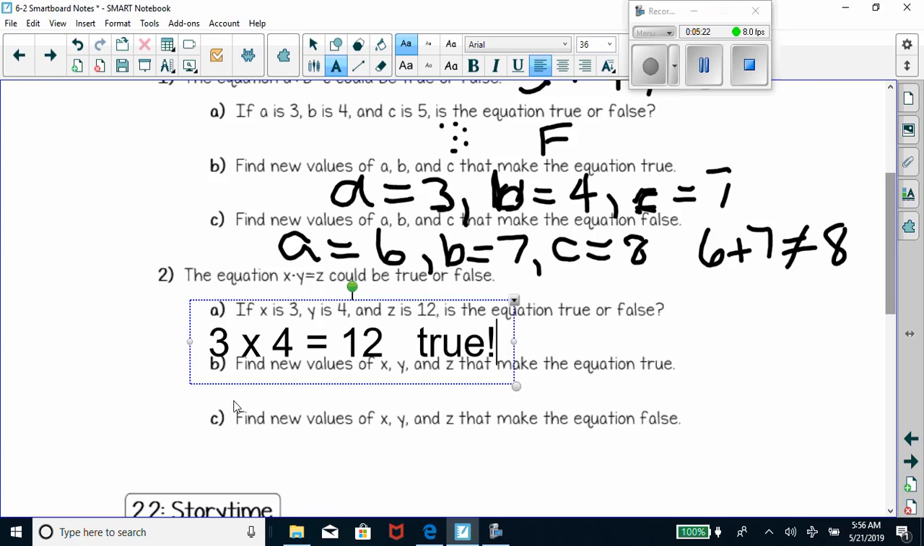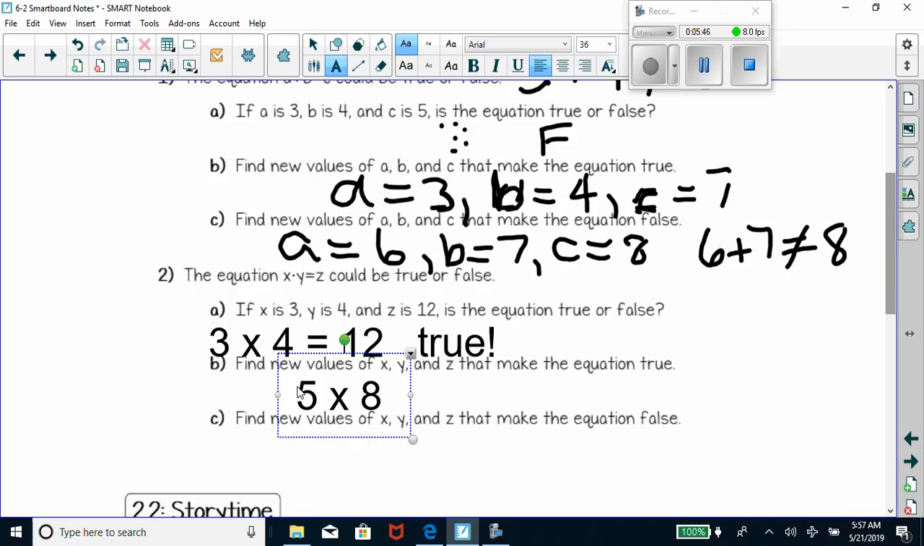Now, part B says find new values of x, y, and z that make the equation true. So we just need to find two numbers that when we multiply them together equal the third number. There's an infinite number of solutions to this. We could pick any two numbers in our math facts. Let's use 5 and 8. So if x equals 5 and y equals 8, and we know these two multiplied together equal 40, so z would equal 40. These values of x, y, and z also make the equation true.